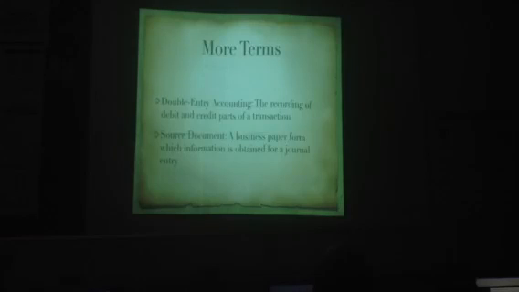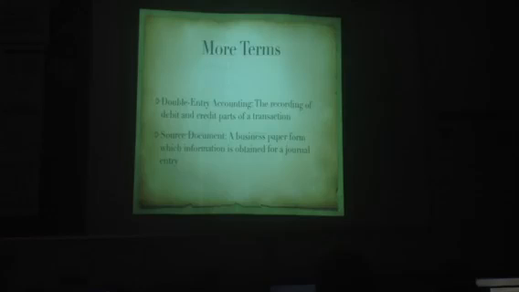Double entry accounting is the recording of debit and credit parts in a transaction. And a source document is a business paper from which information is obtained for a journal entry. You ever go to the store, you get a receipt? Yeah, okay, Faith does. That's great. Nobody else goes to stores to get receipts. That's weird. That is a source document. If you would take that home, you could use that for your checkbook or for your own records on what happened in that transaction.